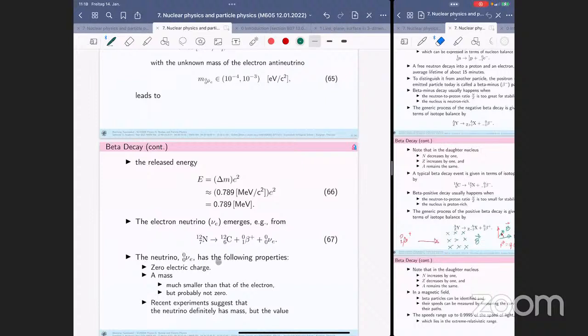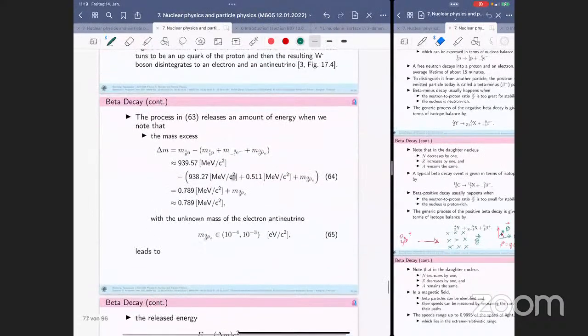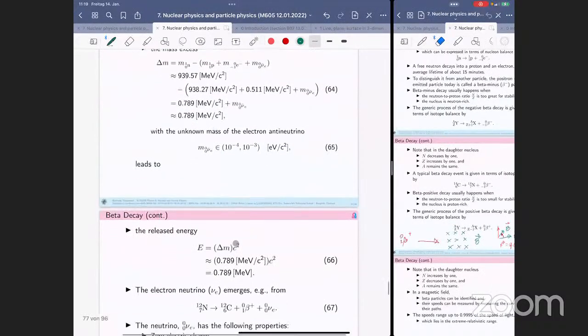The neutrino has the following properties: zero electric charge, and a mass much smaller than that of the electron. Of course, you know that the electron is 0.511 mega electron volt per c squared. But the neutrino is not mega, it's electron volt, and it's even 1 by 10,000 or 1 by 1,000. They don't know exactly, but it should lie in this range. That's what the scientists believe.